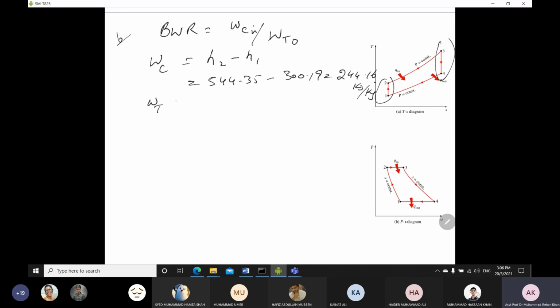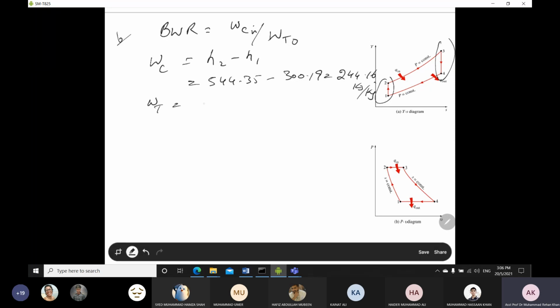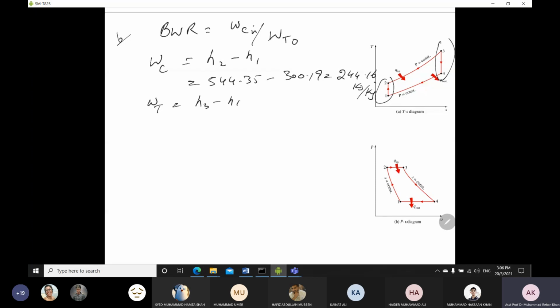And similarly, you have to find the turbine work out. So for turbine out, we can simply use H3 minus H4. Okay, and for H3 minus H4, we will have the value 1395.97 minus 789.37. Okay, and you can simply find out that it will come to 606.6 kilojoule per kg.